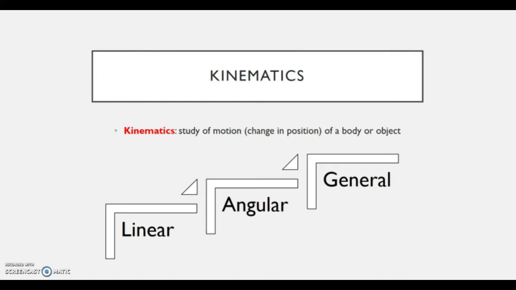There are three types of kinematics we can measure, so that's displacement and distance, speed and velocity, and acceleration. These are all describing motion, and then motion can be broken down into three types, which is linear, angular, and general.